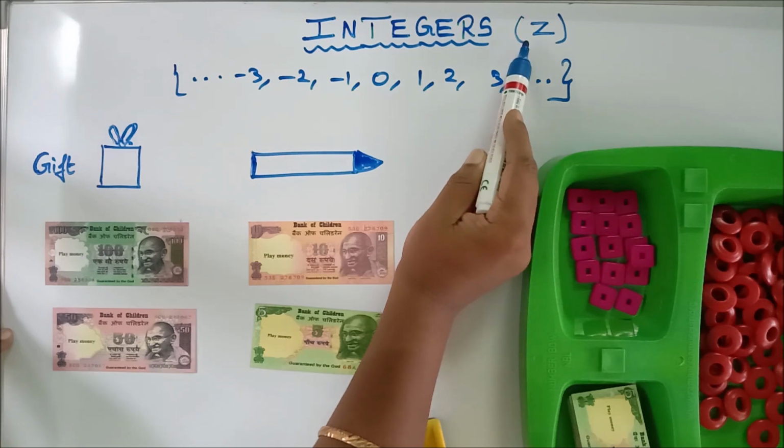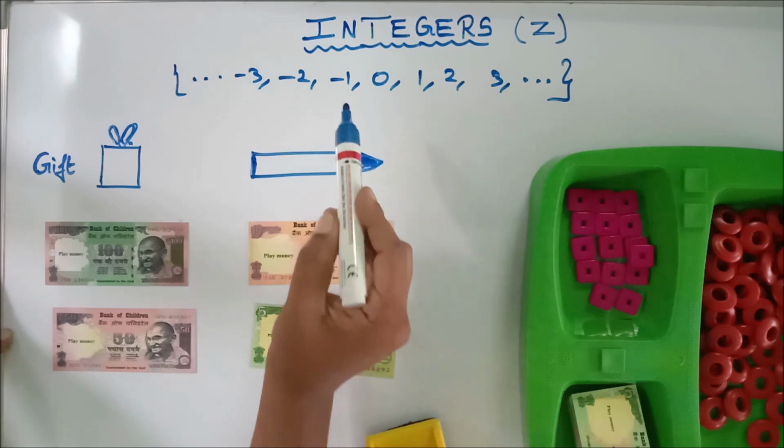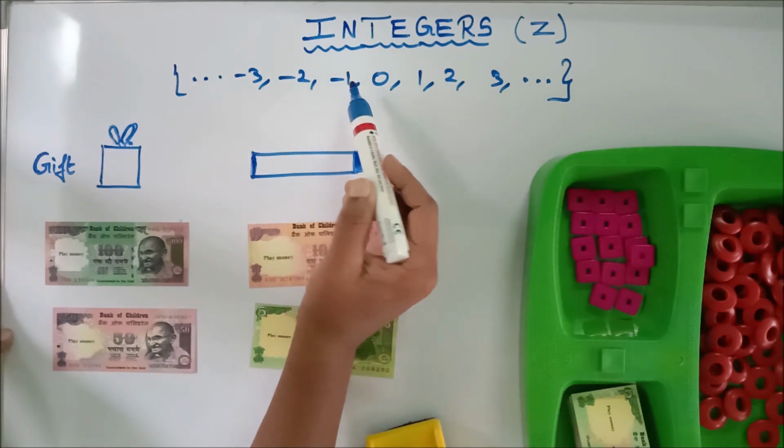What is the symbol for integer? Z. You know the number 0, 1, 2, 3 very well. But why do we get the negative numbers? Let us see the activity.